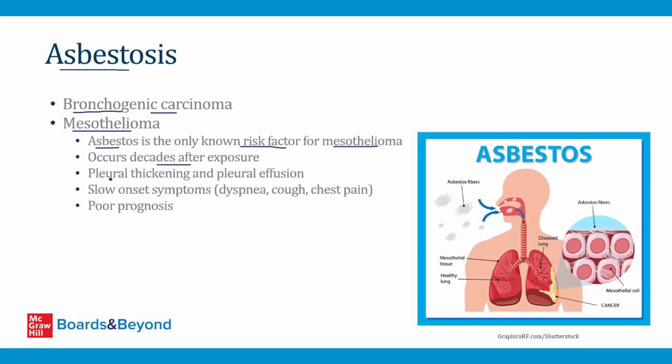It involves the pleura. The pleura become thick and pleural effusion typically develops. Patients present with a slow onset of symptoms like dyspnea and cough and chest pain, and it has a very poor prognosis.